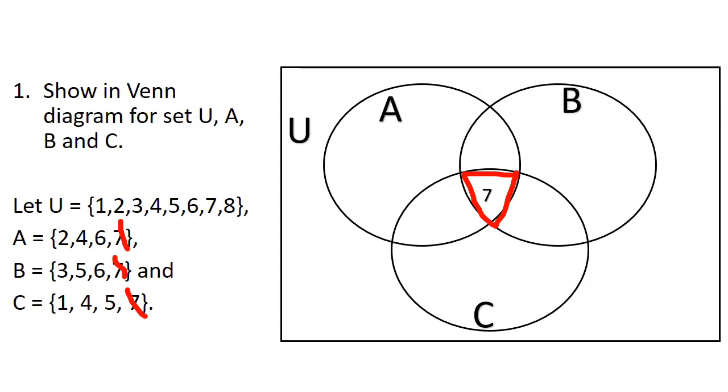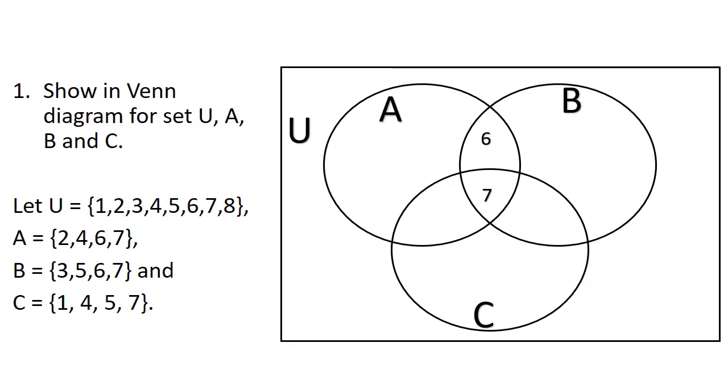The next thing to do is we will be working in pairs, or we will partner these sets. So the first pair that we are going to work with is set A and set B. But let us remove this 7 because it is already present in our Venn diagram. Investigating between A and B, we can see that 6 is common to set A and B, and it will be placed in this area. It means it is present in A and B but not in C.